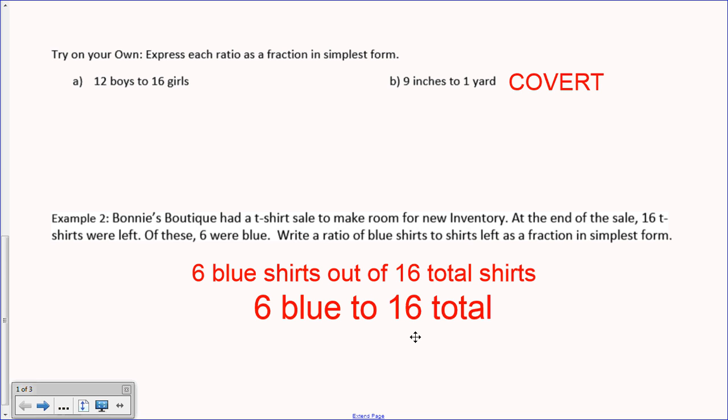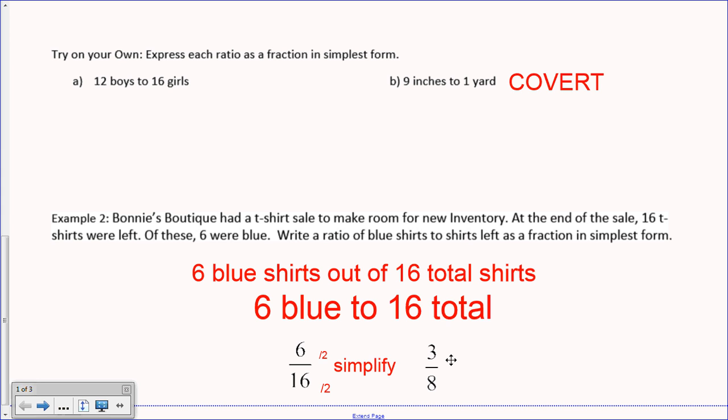I can write that as a fraction. So I can just go ahead and do 6 over 16. However, that can easily be simplified. I can divide them both by 2, and that looks like that's all I can divide them by. So if I divide them both by 2, I get 3/8. And that's my simplest form of the ratio. Okay?